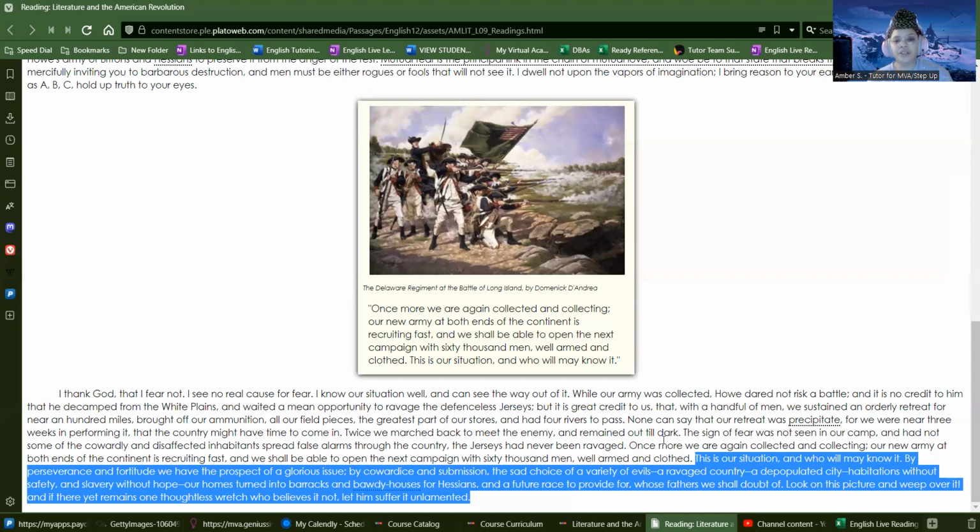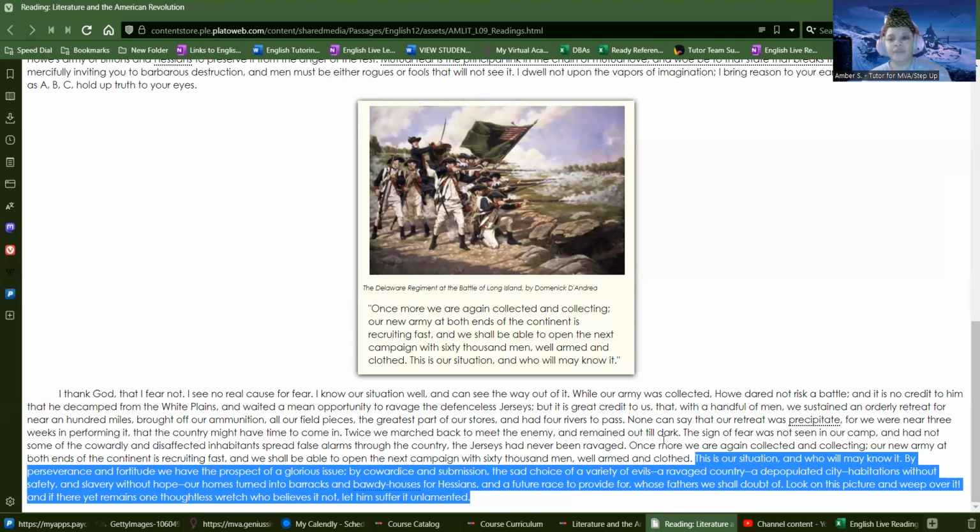So it says, by cowardice and submission, the sad choice of a variety of evils. So he's listing, here's our choices. Our choices are all these bad things. A ravaged country, so that's a destroyed country. A depopulated city. Inhabitants without safety, and slavery without hope, right? So he's basically saying all the things that we have to choose from are bad. He goes on to say another thing is our homes turned into barracks and bodyhouses for Hessians. So those are German soldiers that are fighting for Britain. And a future race to provide for, whose fathers we shall doubt of.